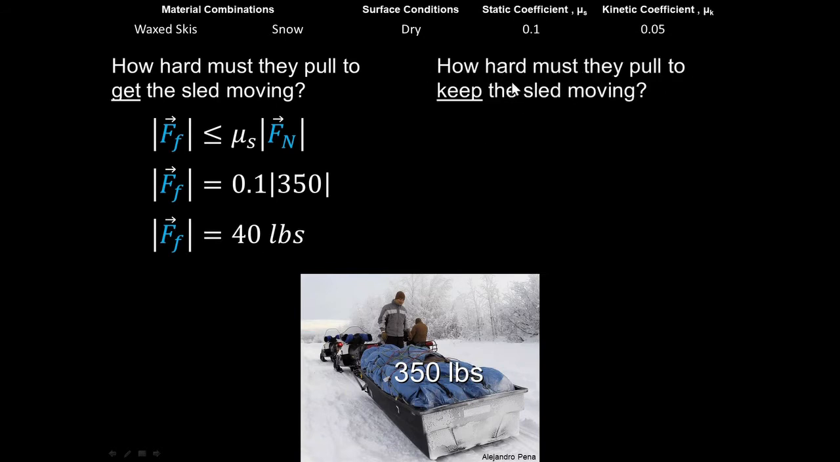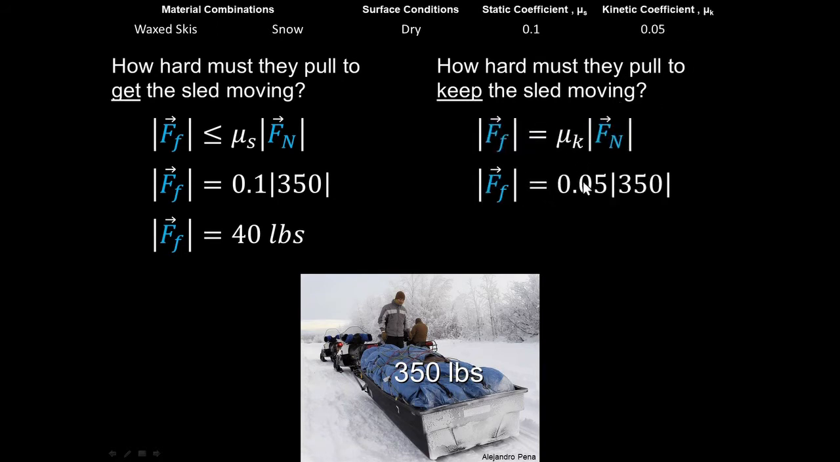How hard must they pull to keep the sled moving? Well, once it's sliding, this is the coefficient of friction we use. So that times that, and again I'm rounding to just one sig fig. But you have to pull this hard to get it moving, and this is how hard you have to pull to keep it moving. I guess one thing I should say is that occasionally if it sits there, it can melt the snow and the snow will freeze onto the skis. But that's not a situation that we're talking about here.